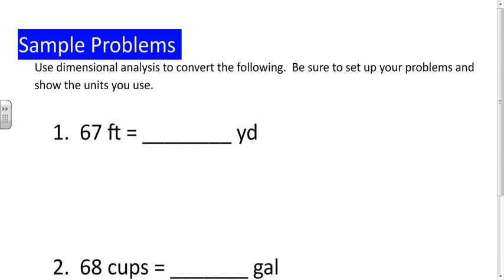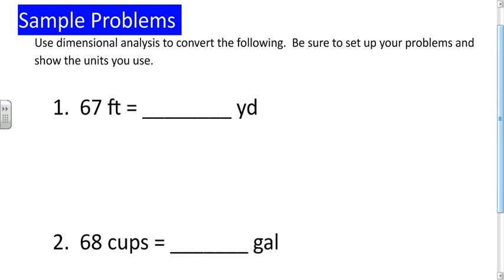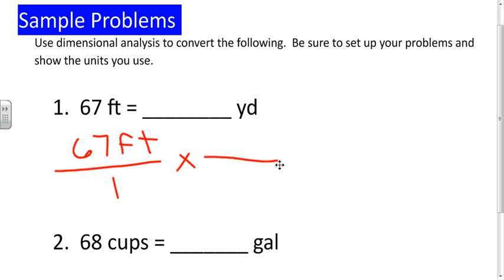All right, so let's take a look at a few sample problems here. I want to use dimensional analysis to convert these. In the first one I want to go from feet to yards. I want to set up the problem and be sure to show the units that I'm using. So, again, I'm going to take my 67 feet, keeping my units here. Remember, what I start with goes over 1. Then I'm going to multiply here, and I just have to think back to the conversion factors. How many feet are in a yard? Well, we know there's 3 feet in a yard.